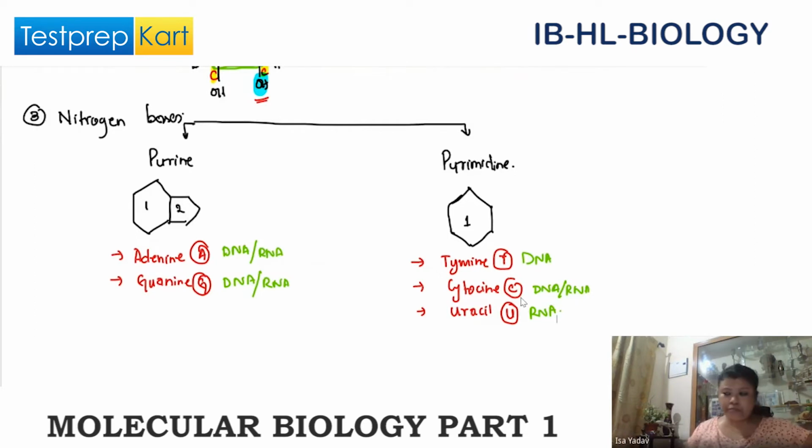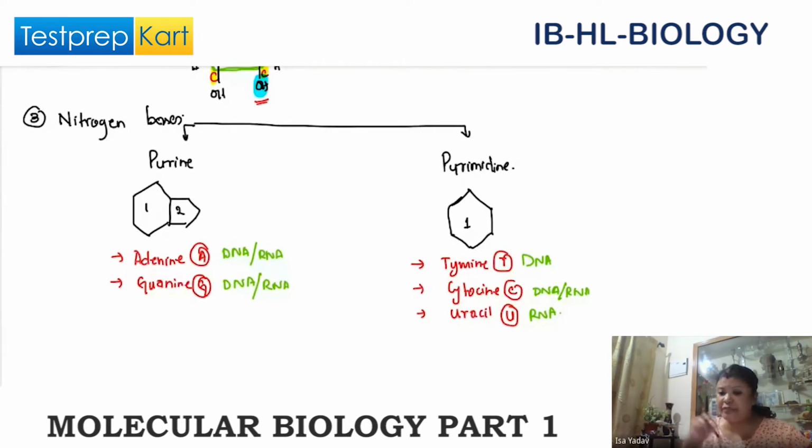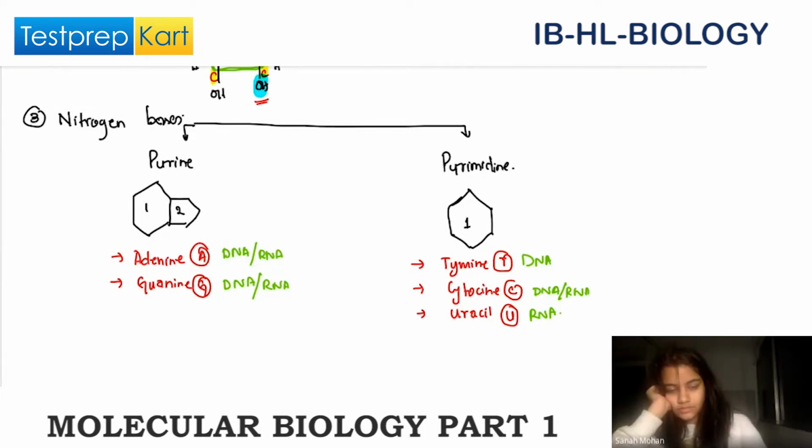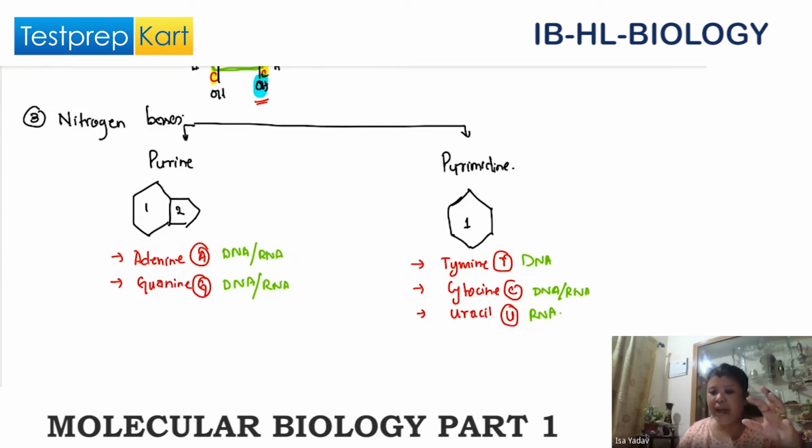Then, for example, Sana, if you remove the phosphate, see, three compounds are there. Okay, three compounds. One is what? Phosphate, so sugar, right? And what is the third one? Nitrogen base. That makes a nucleotide.